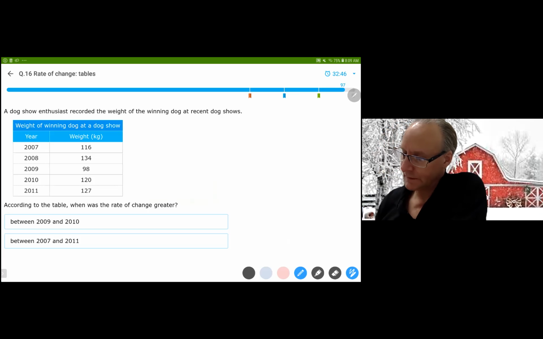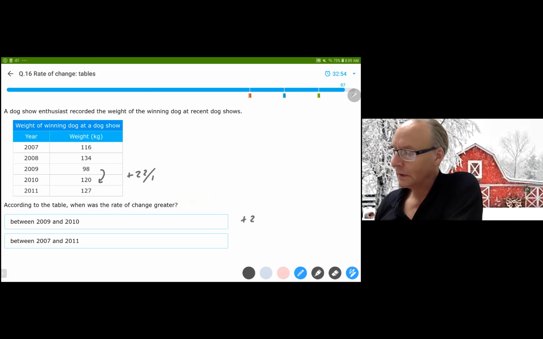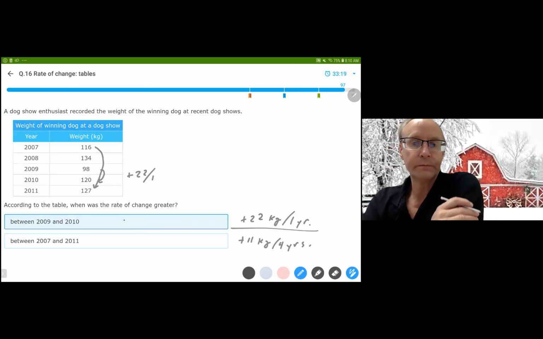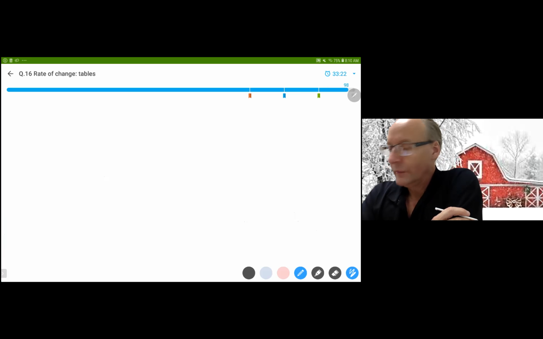And this one, 2009 to 2010, we went up 22 per 1 year, 22 kilograms for 1 year. And from 2007 to 11, we went up, looks like 11. Yep, kilograms over a period of 4 years. And clearly, this one is much larger. And we might have 1 or 2 more.